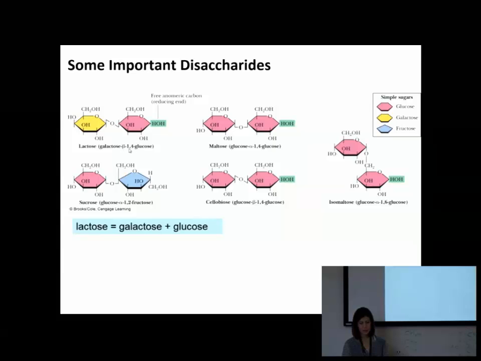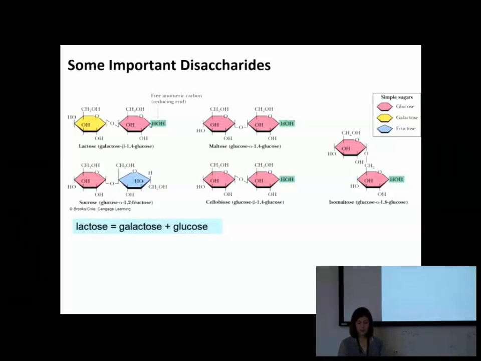Yes, Aaron? If the glucose is going down, why isn't that alpha? The glucose, no. It's only alpha or beta if the OH on the anomeric carbon is pointing up or down. You only look at the anomeric carbon to determine if it's alpha or beta. So here, this is the anomeric carbon. It's pointing up in a weird way, but it's pointing up, you can see. And so that's going to be beta.